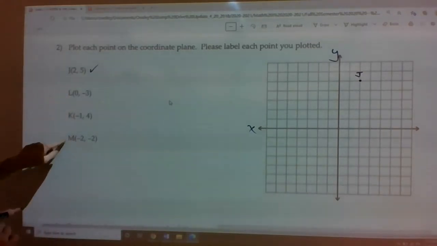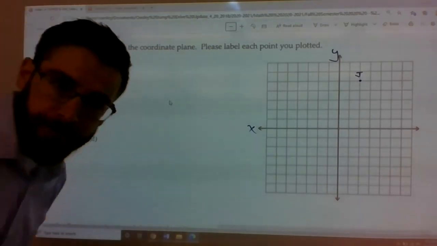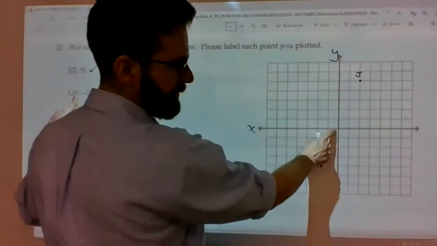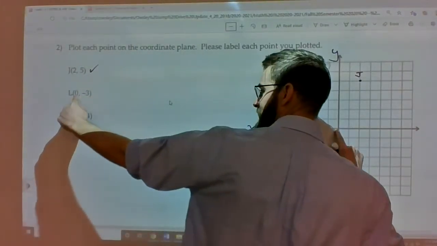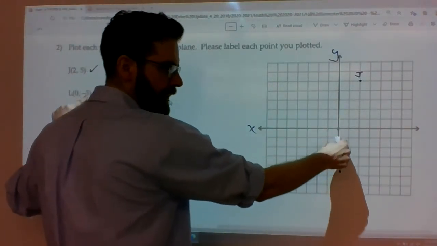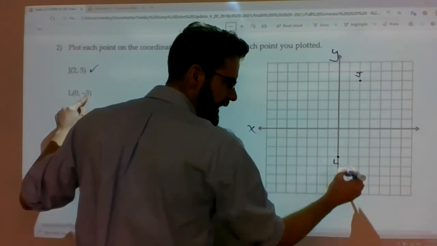Try it with these on your own. Pause the video. All right, let's see if you're correct. L, 0, -3. Okay, so when I start at the origin, I'm not going left or right because the X coordinate is 0. But the Y coordinate is down 3, so I'm going down 1, 2, 3. So this point on the y-axis is L.